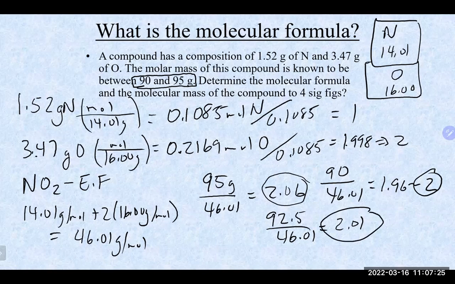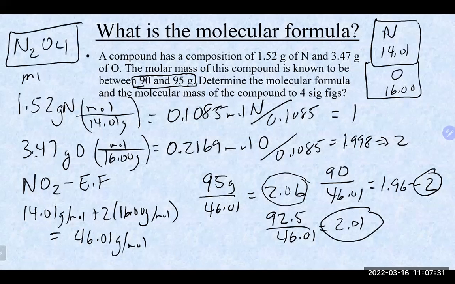And if we do that, that should give us N2O4 as our molecular formula. Any questions on that there? I guess it also asks for the molar mass of the molecular formula. 92.02 grams per mole would be the actual molar mass of this molecular formula. And as you can see, that's basically close to this number here in the middle of that range. Question on how to calculate molecular formulas here. All right.